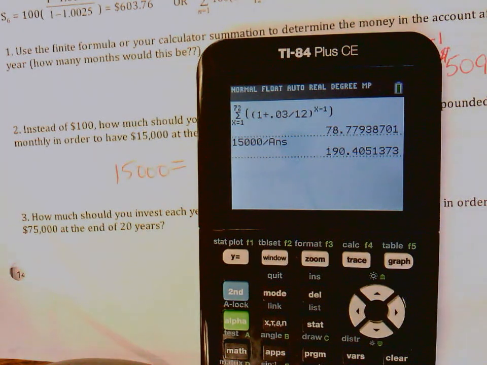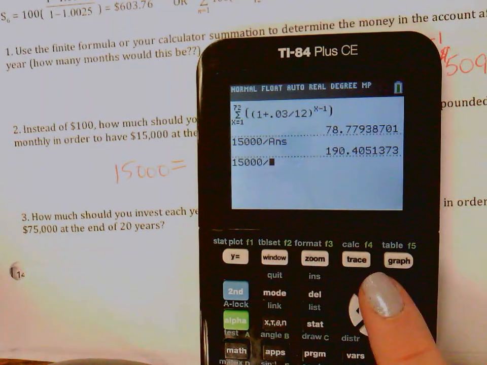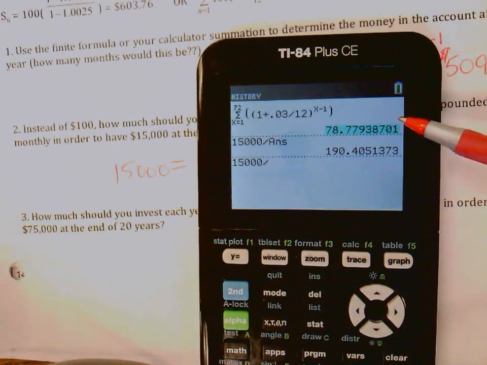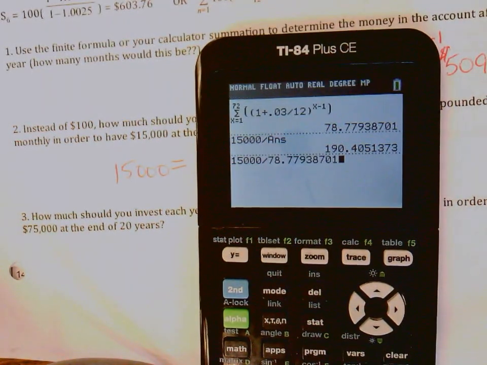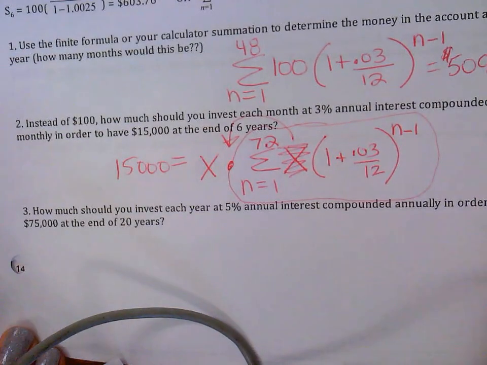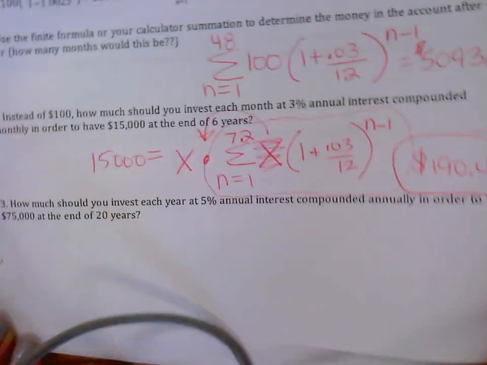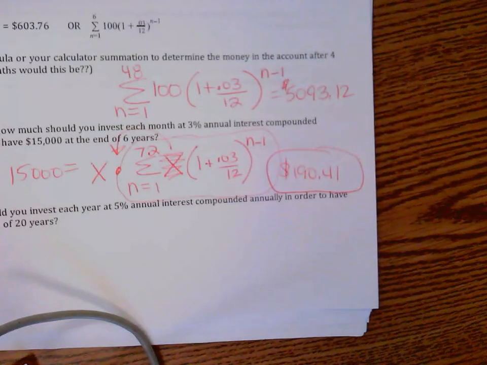So I just type 15,000 divided by, the second answer key is above the minus sign, or you could just arrow up, highlight the number that you want and hit enter, and it'll put the whole answer in for you. Maybe arrowing up is the easier way. So it was $190.41 per month, and that would help me reach my goal.